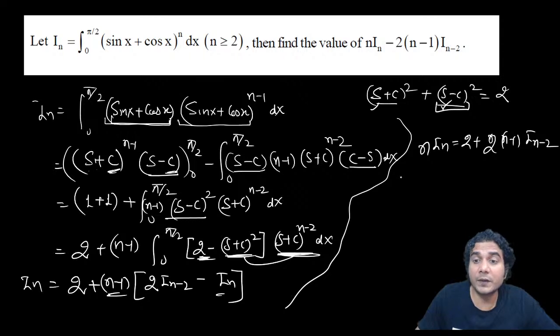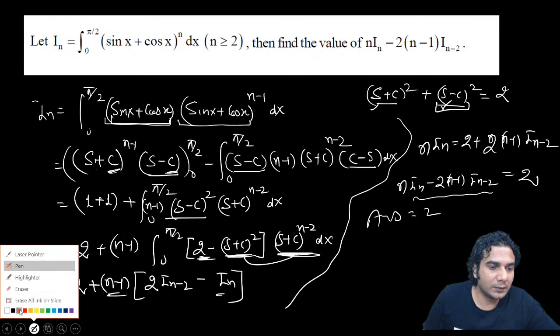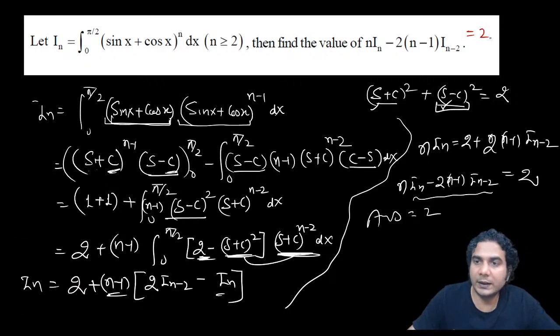So this is the reduction formula. What you need? You need this: n minus 2 times of n minus 1 I n minus 2. You need this value, and this value is nothing but 2. Okay, so the answer is 2. So you needed this value, and the answer is equal to 2. I hope it is clear.